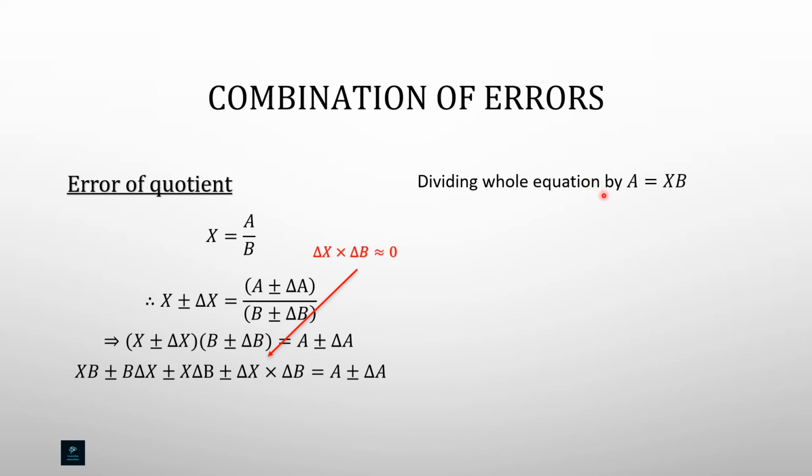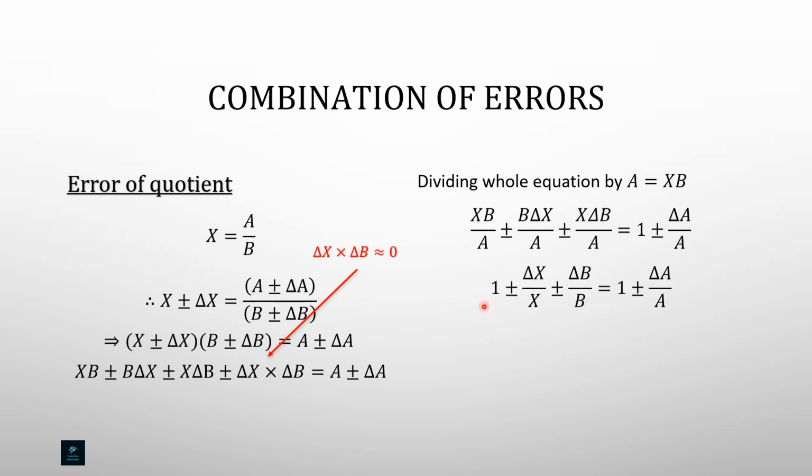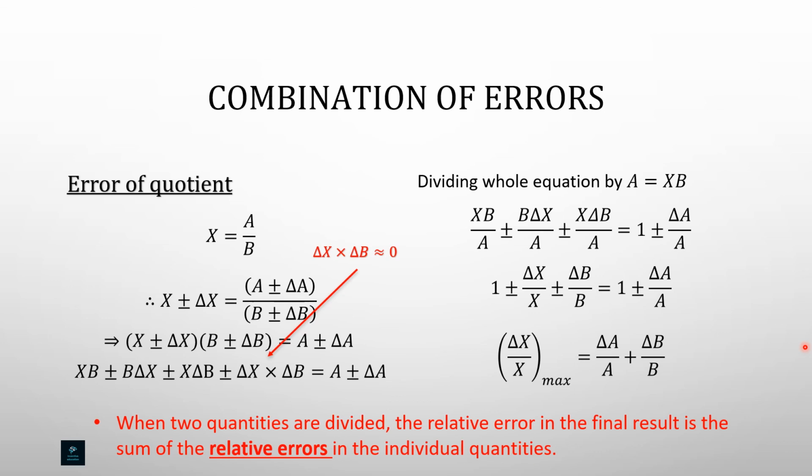Now we divide the whole equation by A, which is equal to xB, and we get xB by A plus minus B delta x by A plus minus x delta B by A, which is equal to 1 plus minus delta A by A. Since A is equal to xB, this expression becomes 1, then delta x by x, and delta B by B. This means 1 plus minus delta x by x plus minus delta B by B is equal to 1 plus minus delta A by A. And this means that the relative error in x is equal to the sum of relative errors in A and B. Therefore, when two quantities are divided, the relative error in the final result is the sum of relative errors in the individual quantities.